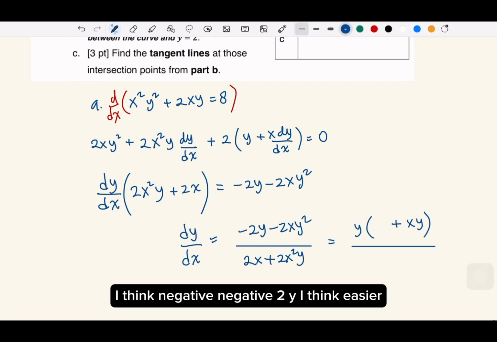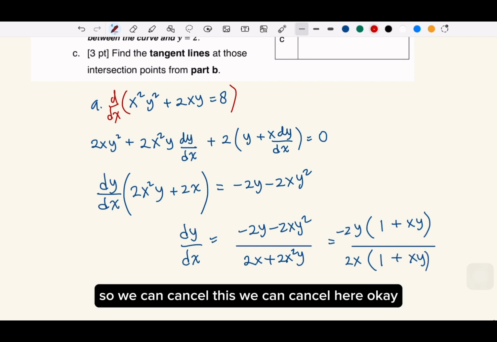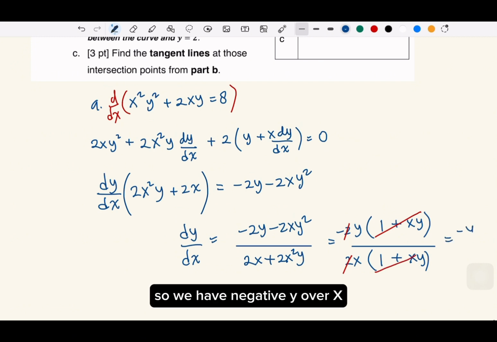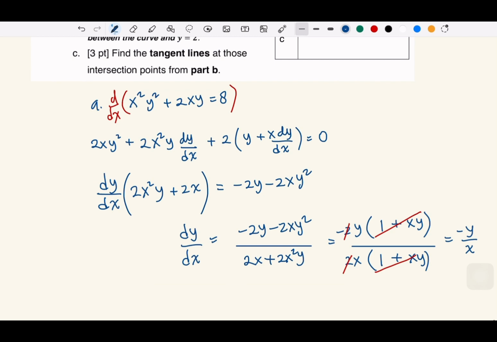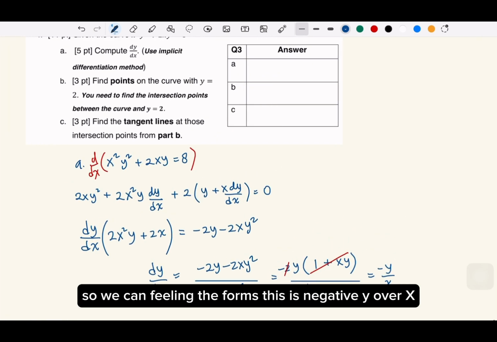I think negative 2y is easier, so maybe 1. So 2x, this will be 1 plus xy. So we can cancel this, we can cancel here, okay? So we have negative y over x. So we can fill in the forms. This is negative y over x.